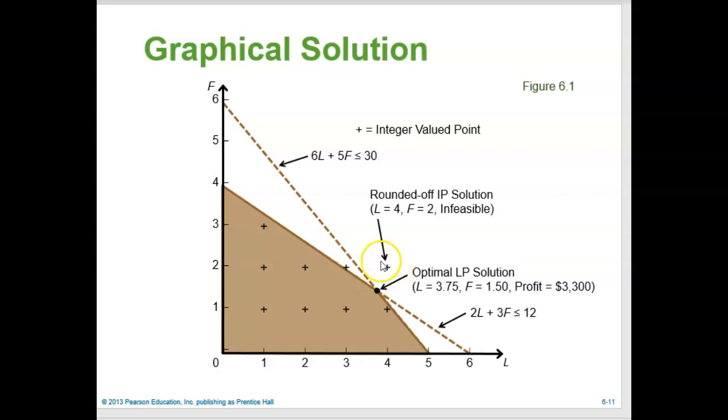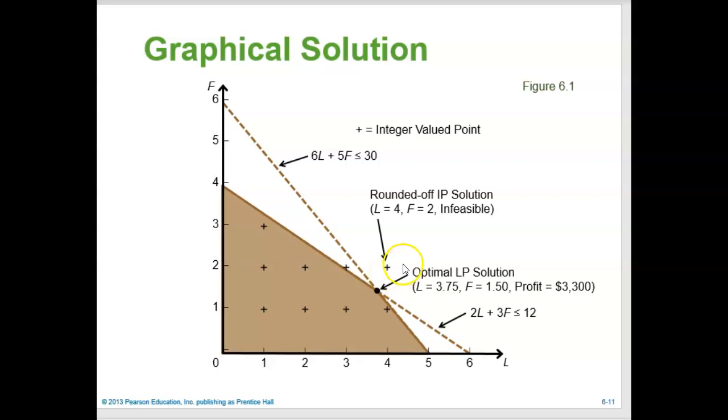And it's obvious now that that particular point is outside of our feasible region, which means that if I produce 4 lamps and 2 fans, I need to have more resources than what the values were given in my constraints. So this potential solution is actually not feasible, so it's not a solution anymore. So just simply rounding up your LP solution is not acceptable in this case.